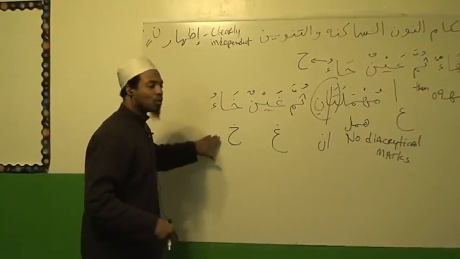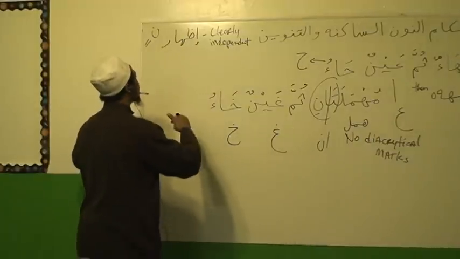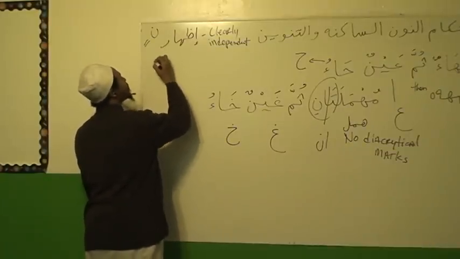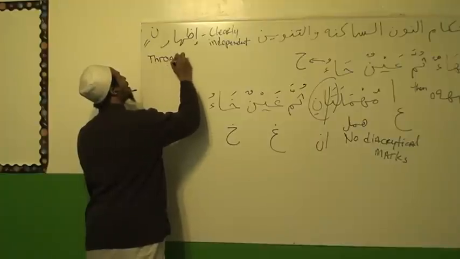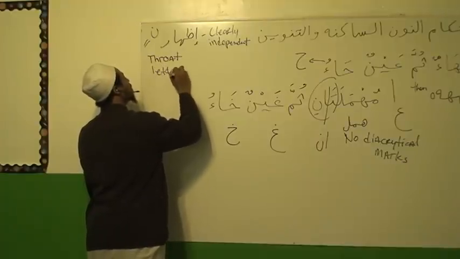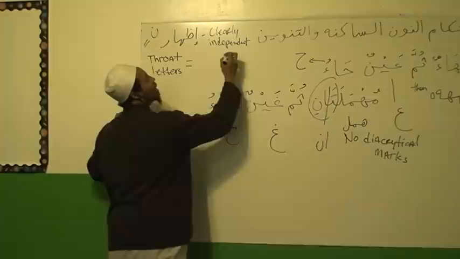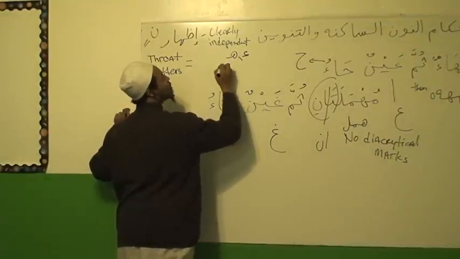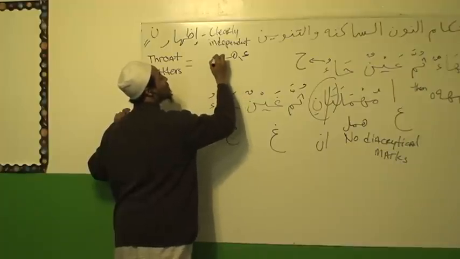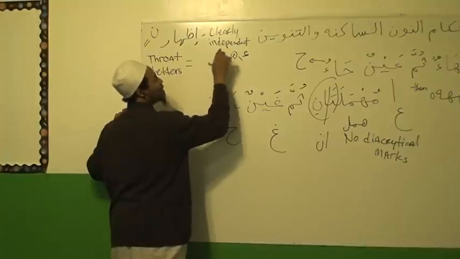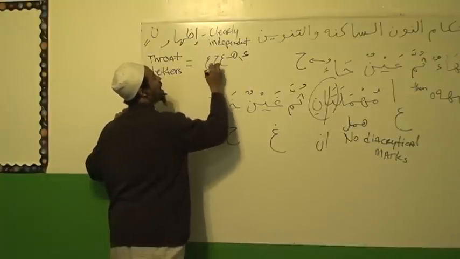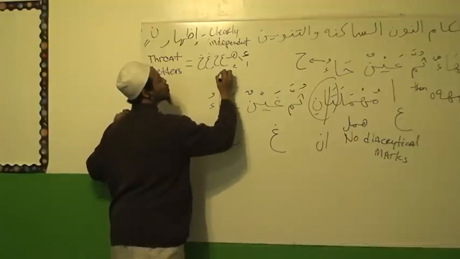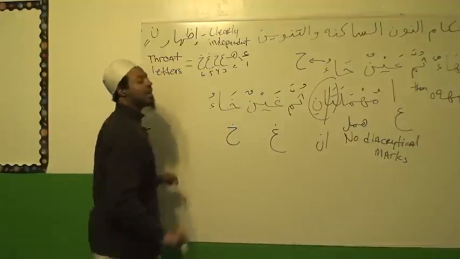This is ghain, this is kha. These are the six letters. Let me put them on the side. So we have idhar, and then we have the letters of the throat. We'll say throat letters. And they are what? Hamza, right? We could go like that. Hamza, then ha'un, thumma, ainun, thumma ha'un, muhmalatani, meaning we don't put anything on them. Thumma ghainun kha'u. That's 1, 2, 3, 4, 5, and 6.